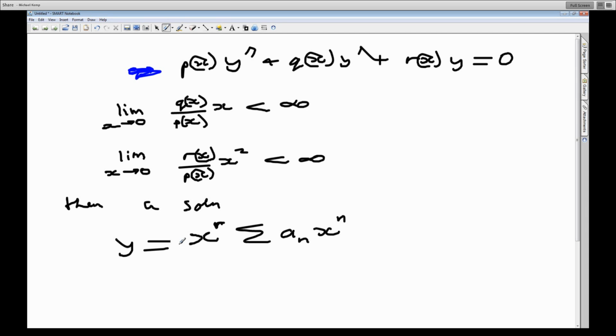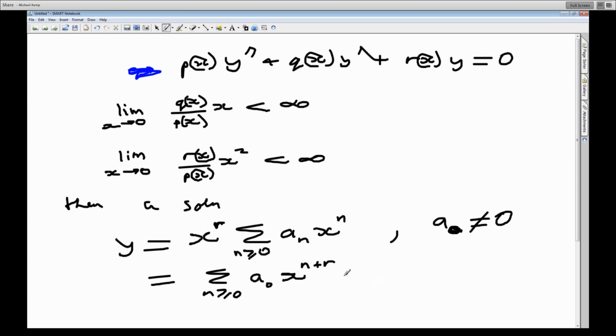Now, you can muck things around a bit. Just to avoid ambiguity, it's easiest to define a naught, which is the bottom term, to be not 0. And basically the x to the r term just takes all the other powers off that way. That's just a convenience thing that makes it easy to define. So that's the sort of solution we're going to be looking for. So for example, you could factorize x to the r in, of course, so it's x to the n plus r.